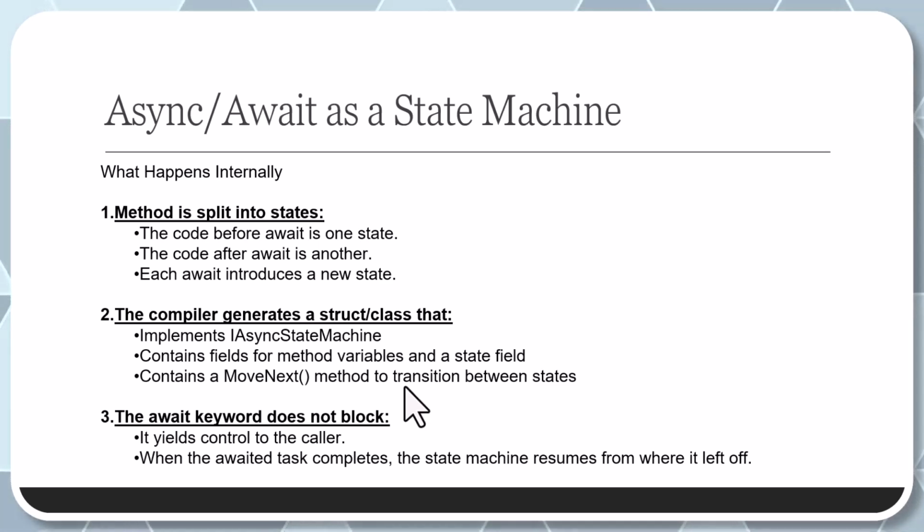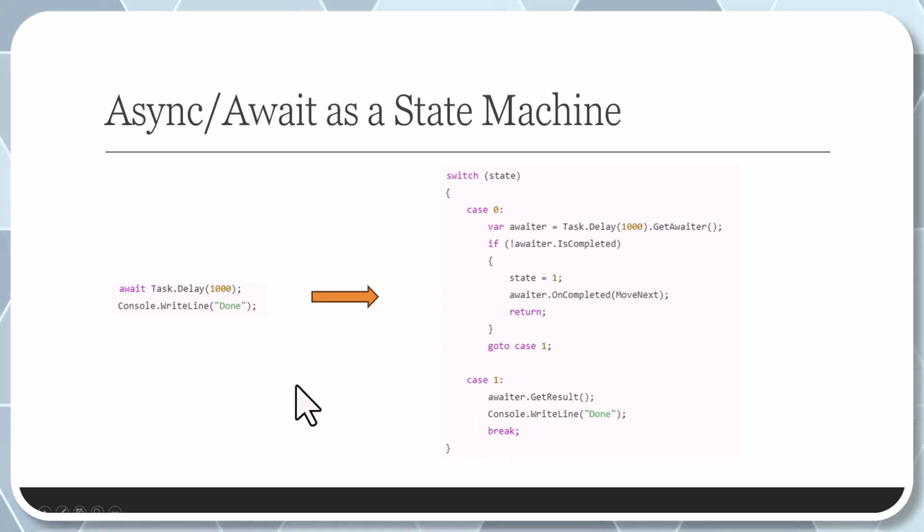The await keyword does not block. We already discussed this: it yields control to the caller. When the awaited task completes, the state machine resumes from where it left off. So this example will make things clear.